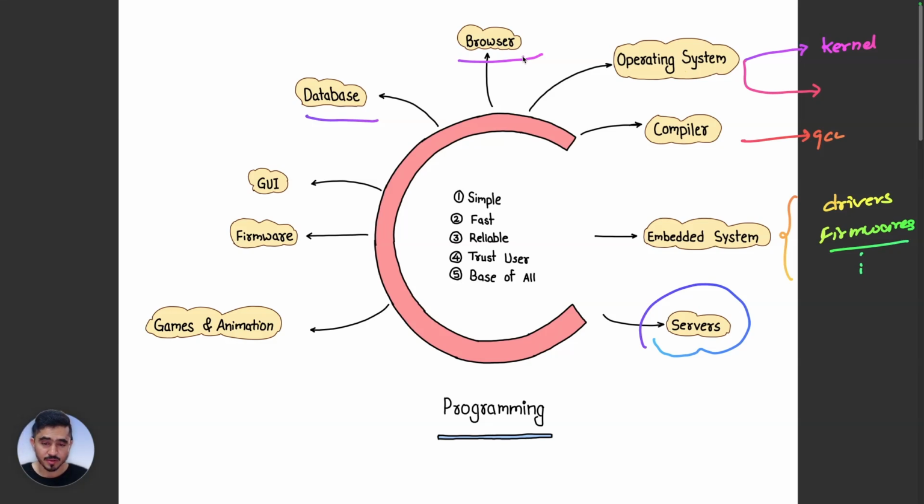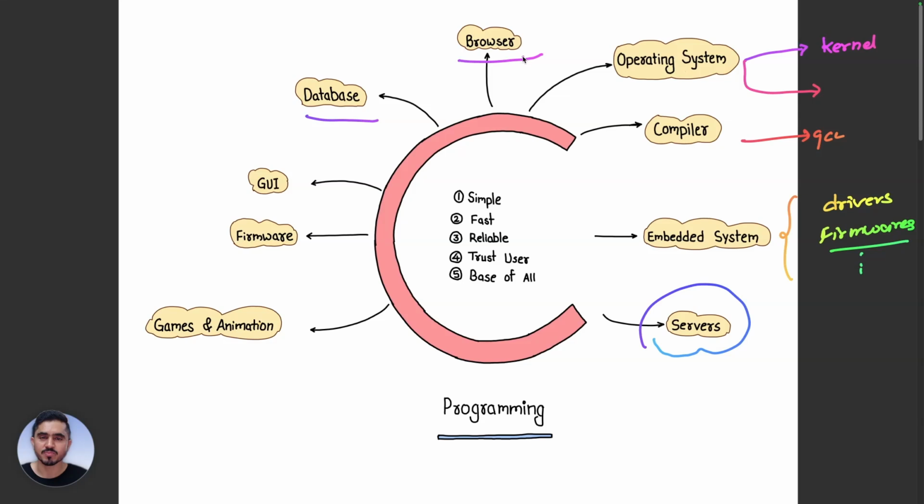And C is really a fundamental programming language, and that is the reason why it is the basis of all the programming languages, including C++, Java, and Python. Once you learn C programming, you can extend your knowledge to learn pretty much any other programming language.